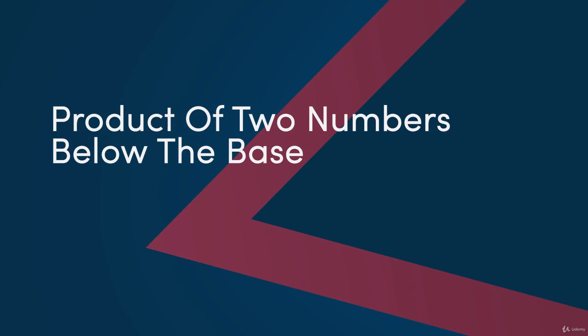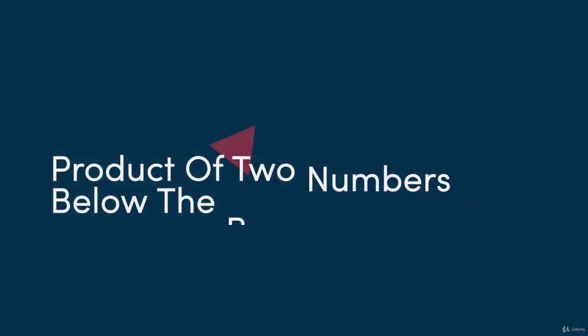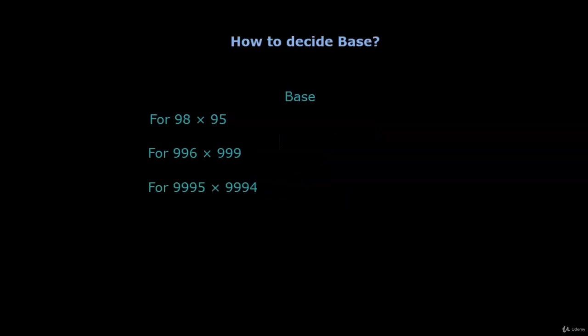Hello and welcome. This lecture is based on finding the product of two numbers of the same number of digits below the base. Before finding the product of numbers, we need to know the base of the numbers. In these numbers, the base is 100 because these numbers are just below the base 100.